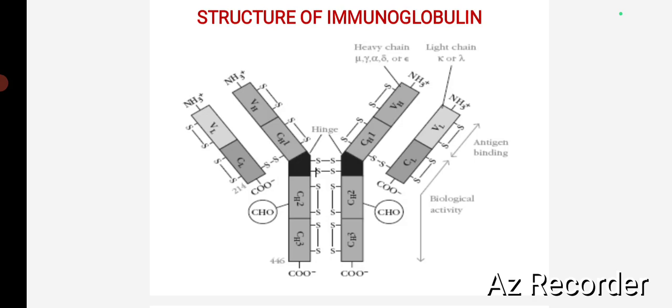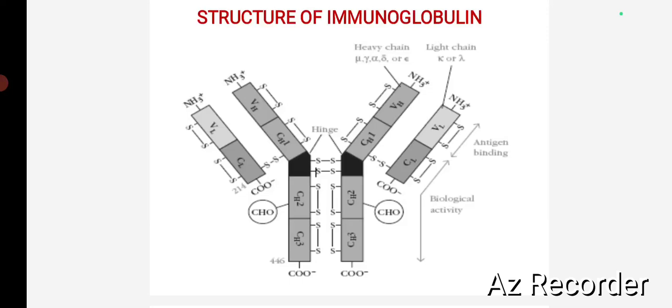In both the heavy chain and the light chain, the topmost portions are called the variable region. The bottom, remaining portions are called the constant region. The heavy chain consists of one variable region and three constant regions, CH1, CH2, CH3. Like this, light chains have the topmost portion as the variable region, and the bottom portion has only one constant region.